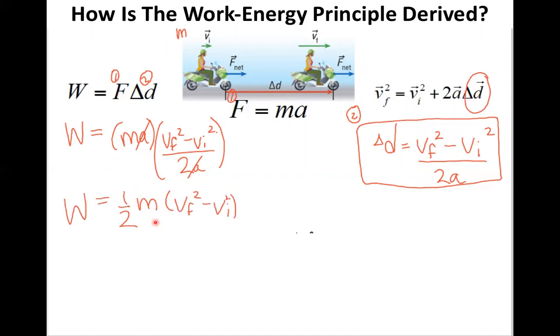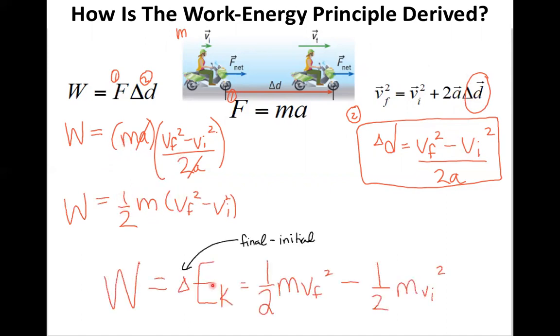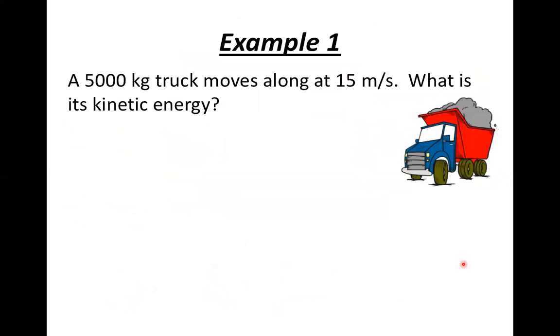We expand the m and bring the 1/2 outside, and you can see how it's 1/2 mvx squared minus 1/2 mvx squared. The delta, just like the other deltas in this course, is final minus initial, and we see final energy minus initial energy gives us the work energy principle. So let's try an example.